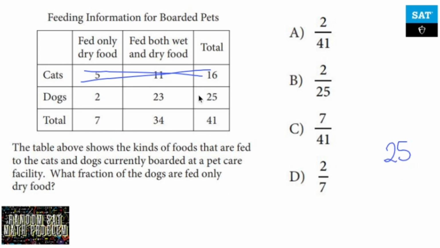So the total dogs are 25. Fed only dry food is going to be 2 of them. 2 out of 25 is going to be my answer. B. Just be careful of the way it's worded with problems like these, because they try to trick you into thinking it's going to be out of 41, but it's not. It's out of 25. Gotcha.